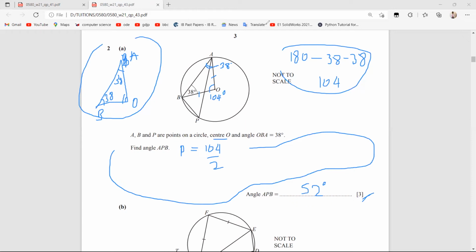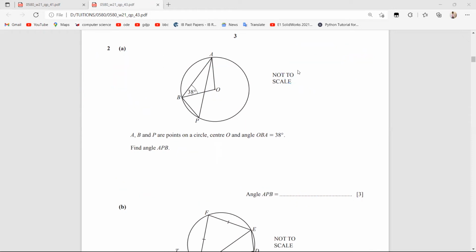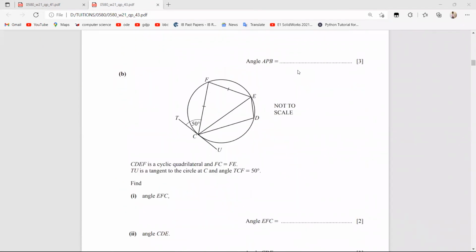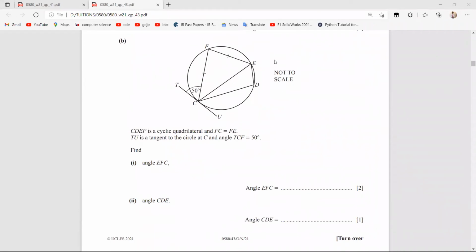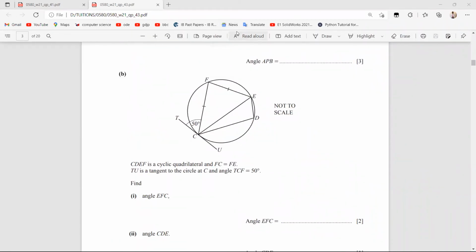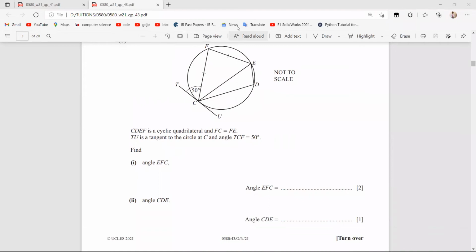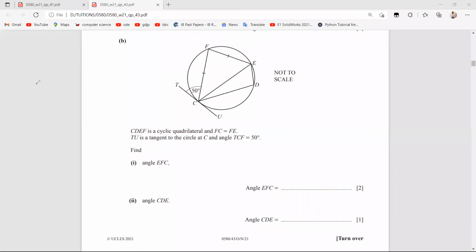Let's move on to part B of the question. Let me just clear all that. So part B of this question, there's a quadrilateral and it's a cyclic quadrilateral, right? So the cyclic quadrilateral is, let me just see the letters well, CDEF, okay? CDEF, sorry, is a cyclic quadrilateral.